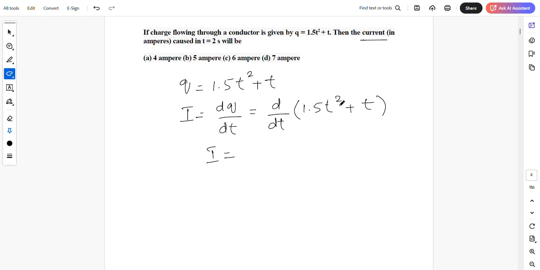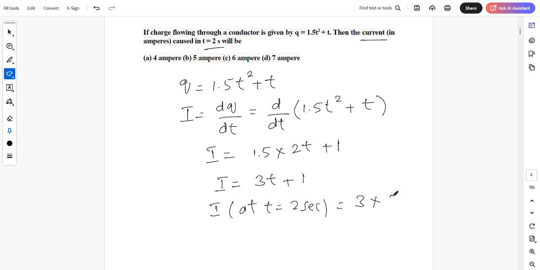I is equal to the differentiation of T², which is 1.5 into 2T. What is the differentiation of T with respect to T? It is 1. So I is equal to 1.5 into 2, which is 3T plus 1. Now you have to calculate the value of current at T equal to 2 seconds. Therefore 3 into 2 plus 1, I is equal to 6 plus 1, that is 7 amperes is the right answer.